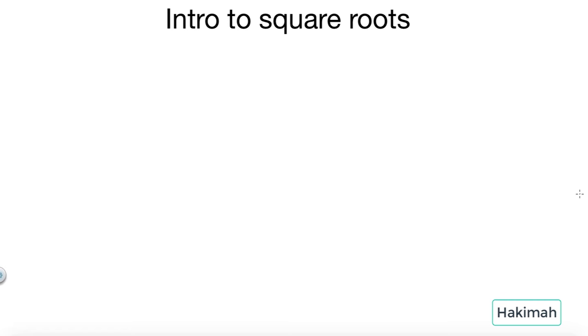Okay, we are going to do an introduction to square roots. So, when you're watching a movie and someone is doing a fancy math problem, you often see this symbol here. And I know you always wonder, what is that symbol? This is a radical symbol, a square root symbol.